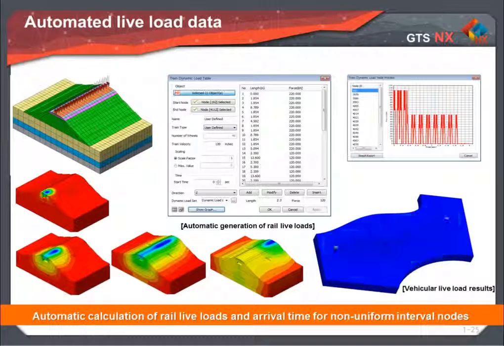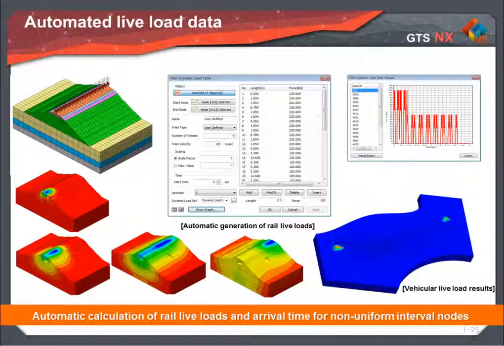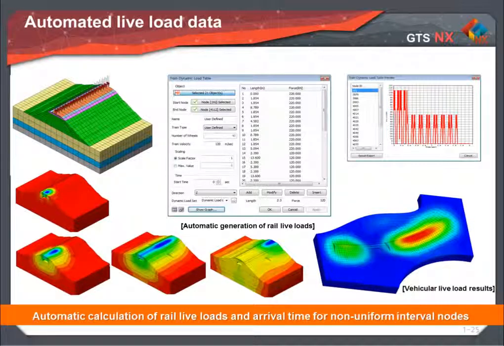Also, the train moving load functions can be automatically generated by GTS NX by simply defining a load distribution to model the train and specifying the velocity. We can obtain the train moving load function automatically considering element size.